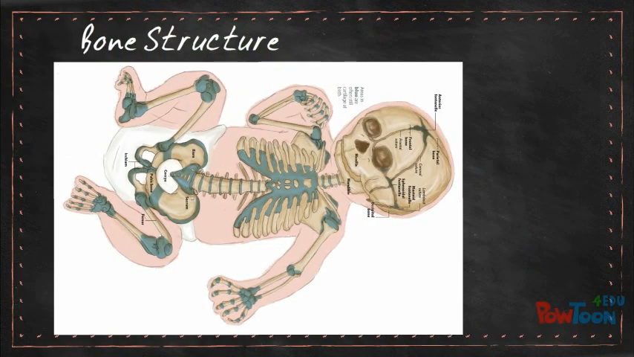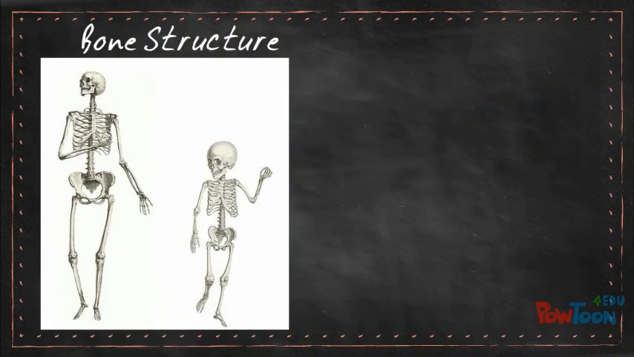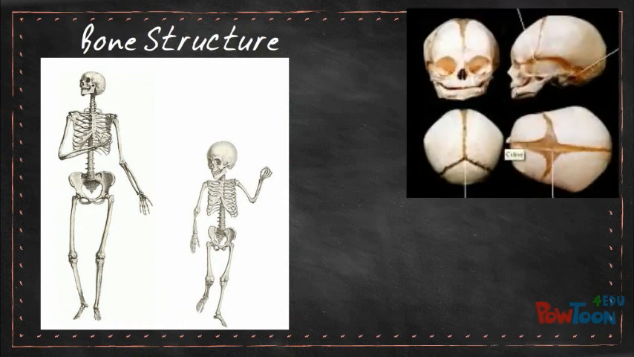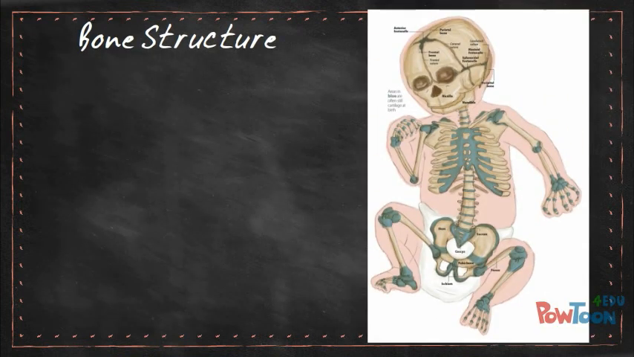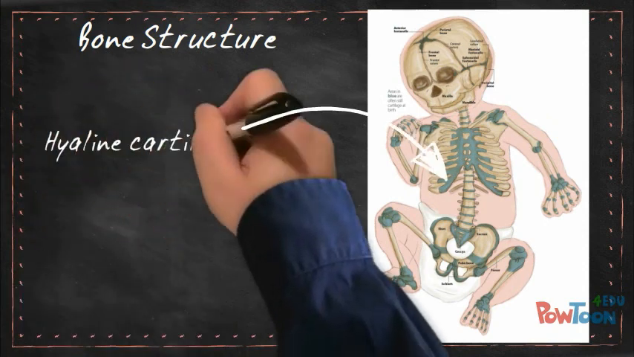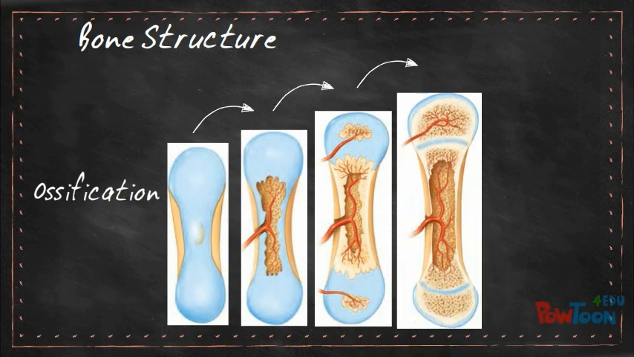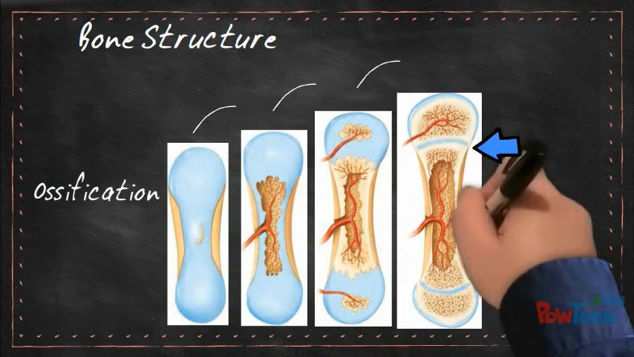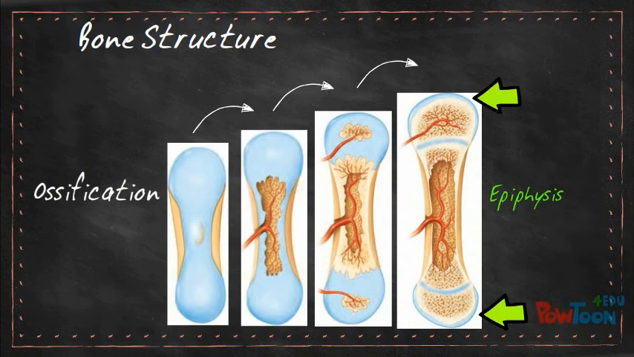When we are born, we actually have about 300 bones. Yes, that's more bones than an adult. Many of these bones, like the skull, fuse as we mature. Babies' bones are also largely made up of hyaline cartilage. Ossification or transformation into bone occurs throughout the cartilage until only the epiphyseal growth plate and the two ends of the epiphysis remain as cartilage.